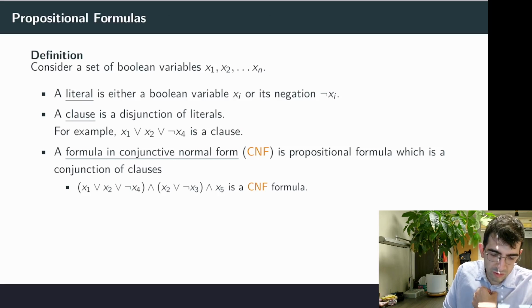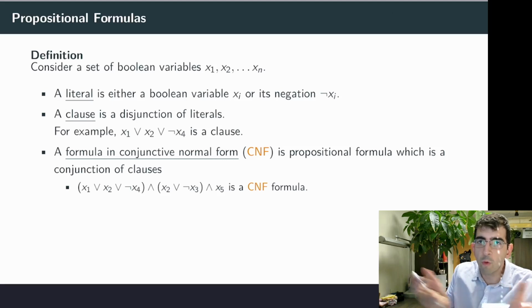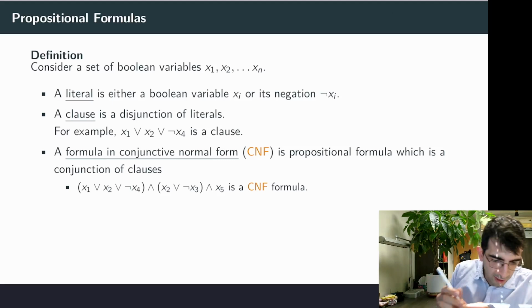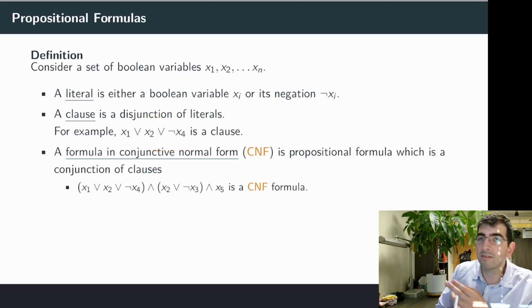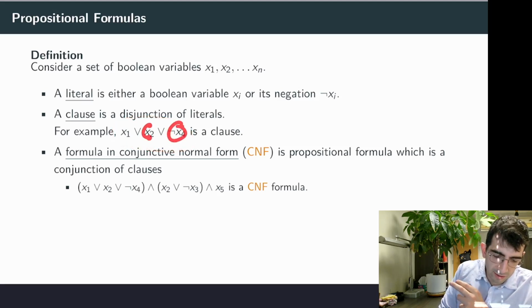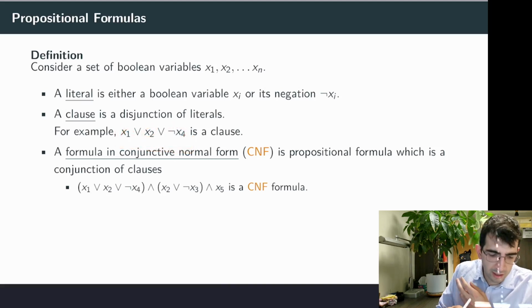A disjunction simply means that you have a set that's ORed together. That's all that means. So for instance, the clause here is x1 or x2 or not x4. Okay, each of these are literals, and together they're a disjunction of literals, or a clause.